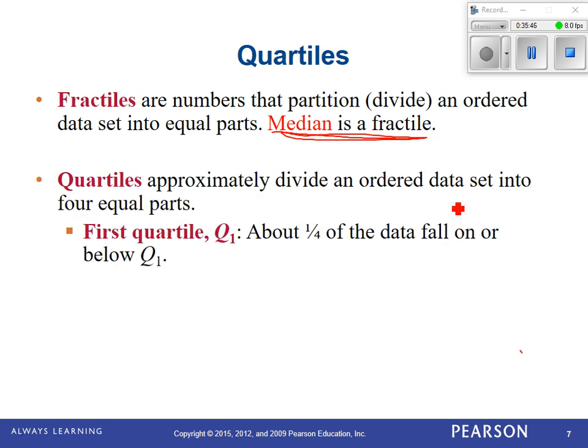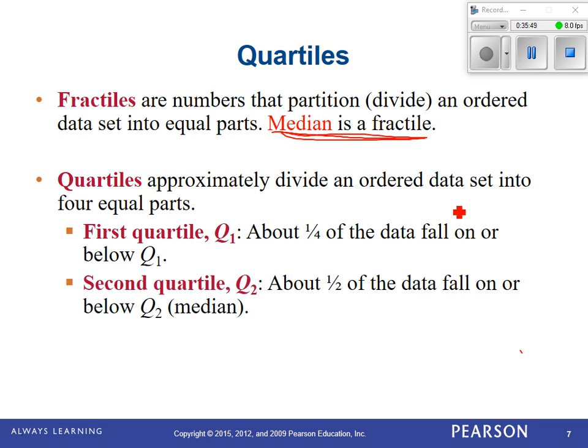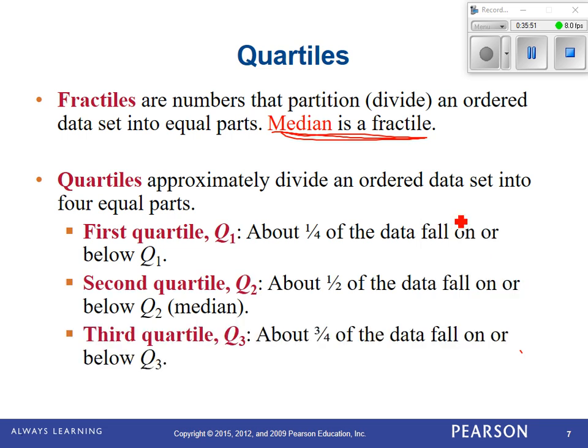Quartiles goes like this. I'm going to put all these up here. On quartiles, you have the first quartile, which is Q1, Q sub 1. And a quarter of the data falls at or below that number. Quartile 2, half the data falls at or below that number. And quartile 3, 3/4 or 75% of the data falls at or below that number.